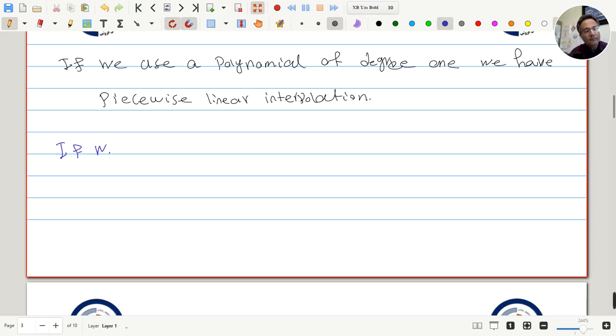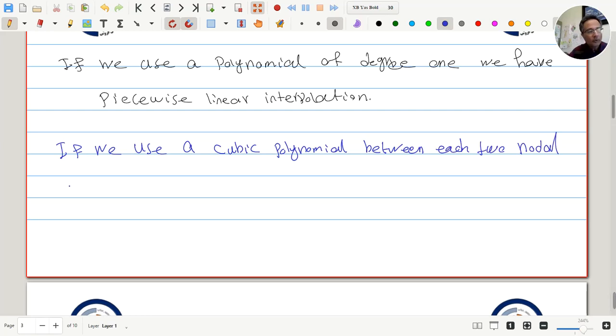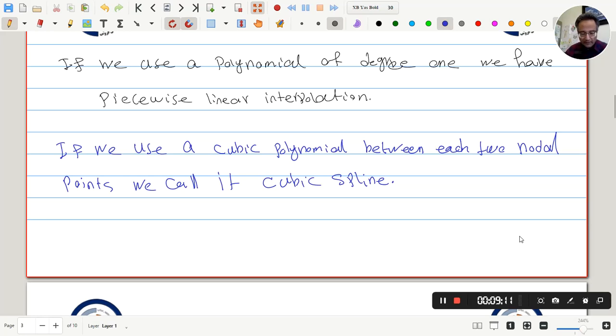If we use a cubic polynomial between each 2 nodal points, we call it cubic spline. Okay, so the cubic spline in fact can be defined like this.